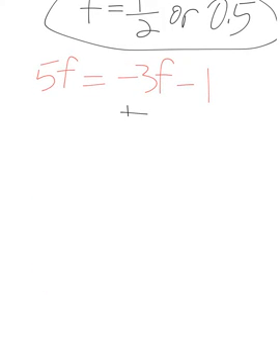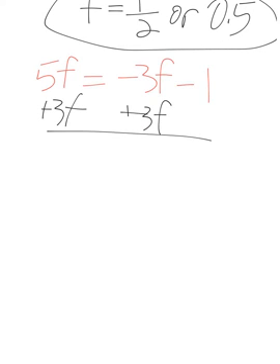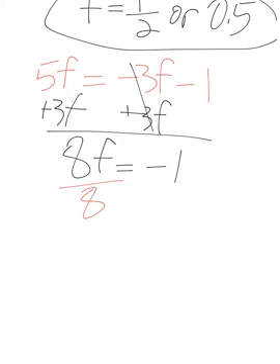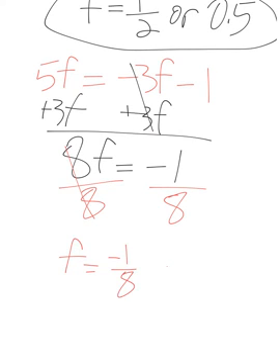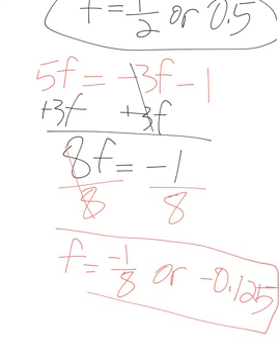I can add 3f to the other side, and that's going to get me 8f equals negative 1. So I'll need to divide both sides by 8. And so I'll get f equals negative 1 over 8. Or if you want to convert it to a decimal, it would be negative 0.125. And so when you graph it, you should have intersections right here.